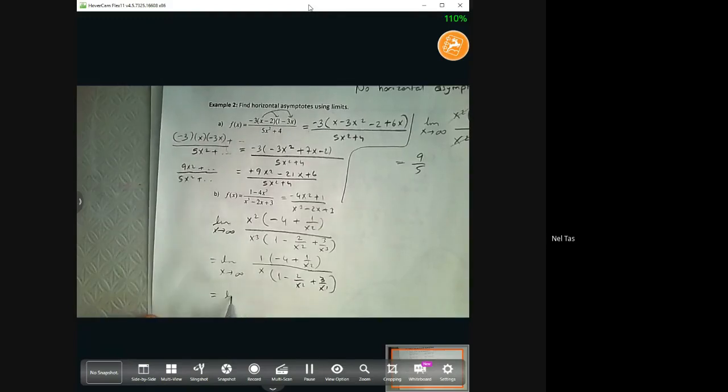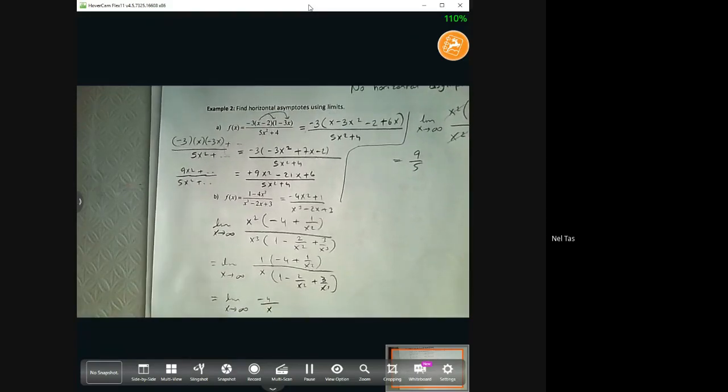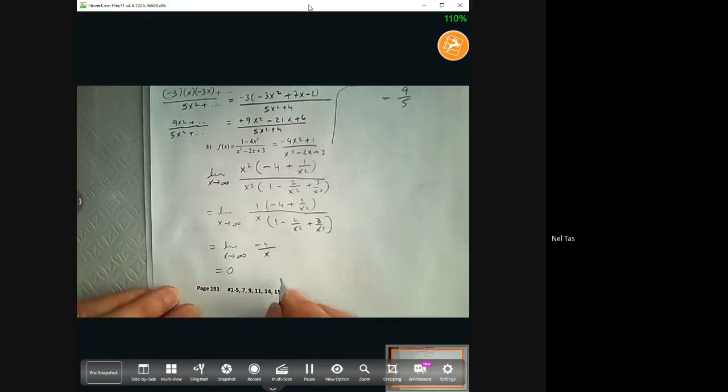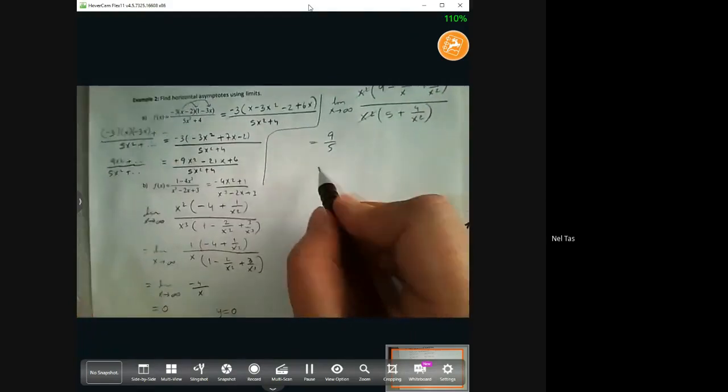And if you substitute now a big number for x, you end up with 0. So y equals 0 is the horizontal asymptote. And the previous one was y equals 9/5, same as the limit.